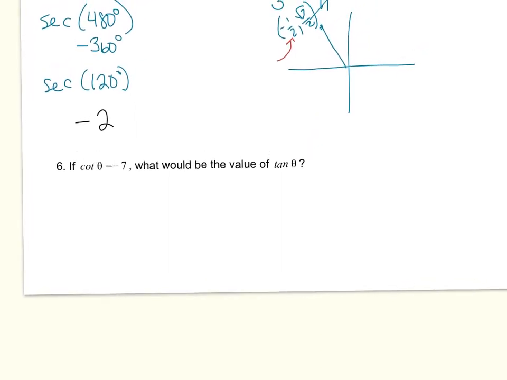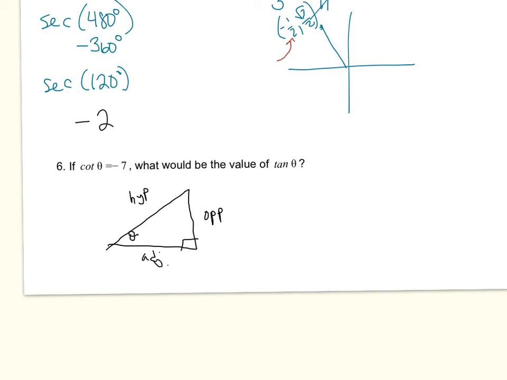All right, number 6 says if cotangent of theta equals negative 7, what would be the value of tangent? When we have a problem like this, it's going to be very similar to the ones we did before. We just have to draw our own triangle. So I'll draw a little triangle like that. I'll put theta in the corner, any corner you want, which makes this the opposite of theta. This is, of course, the hypotenuse, and this is the adjacent.